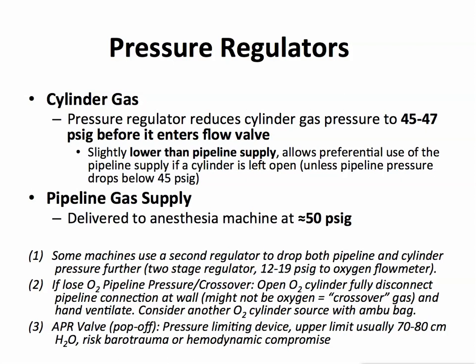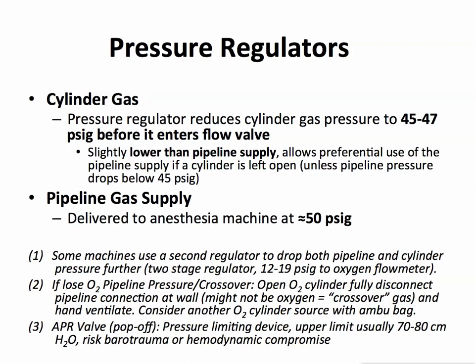We talked about if we lose oxygen pipeline pressure, or there's, I believe, a crossover gas issue, we said to open the oxygen cylinder, fully disconnect the pipeline connection at the wall, hand ventilate the patient, and consider using another oxygen cylinder source if you're really worried, and an ambu bag if necessary.